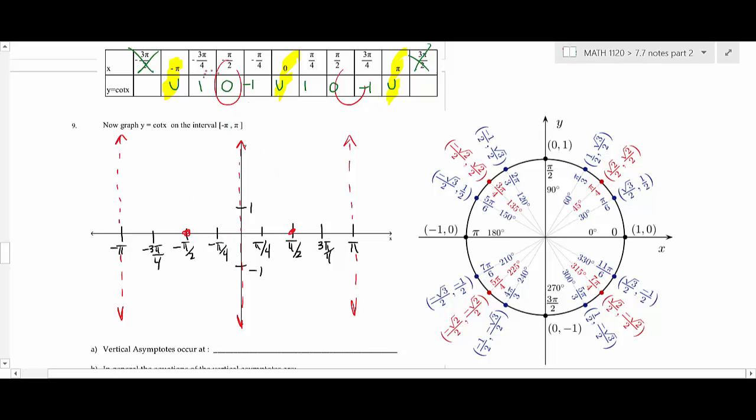If you plot your points, it's going to go like this. So it's going to almost look like a reflection of what the tangent is. That looks like that, and then same thing with this period over here. All I'm doing is plotting the points that we got from the table of values. So that's cotangent.